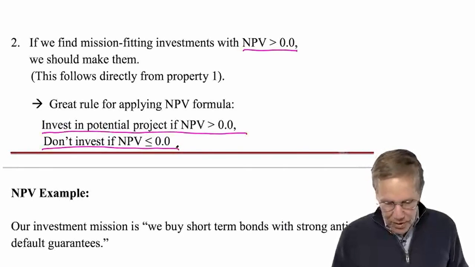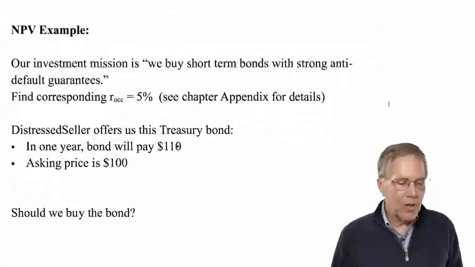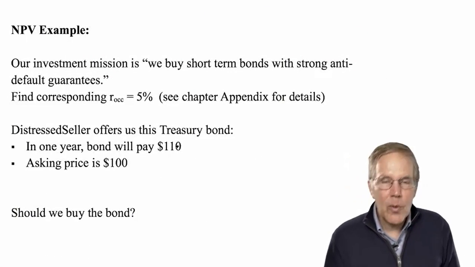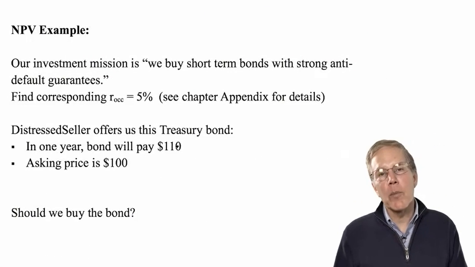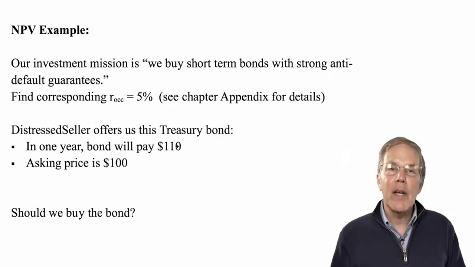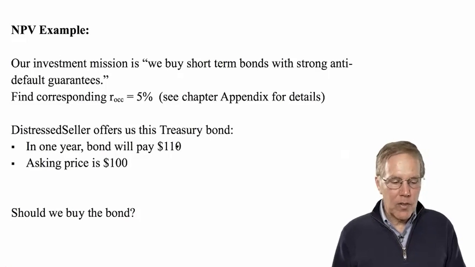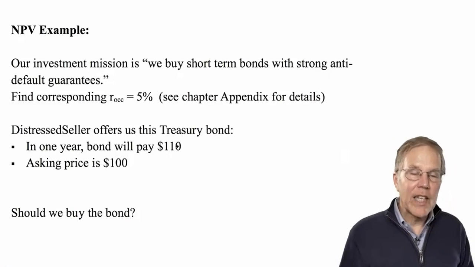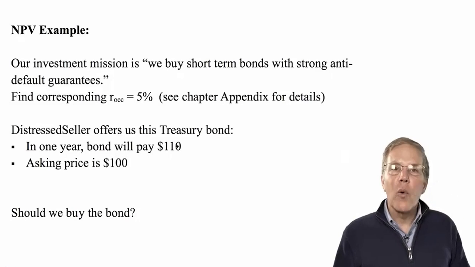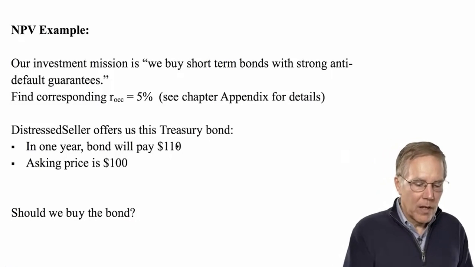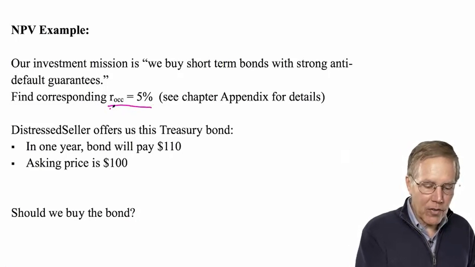All right, so let's jump into general finance and do a very, very simple example taken from general finance. Let's say our investment mission is we buy short-term bonds with strong guarantees against default. So first thing we would do is go out into the marketplace and say, given that this is our mission in life, what's our opportunity cost of capital? So we go out and we find that as 5%.